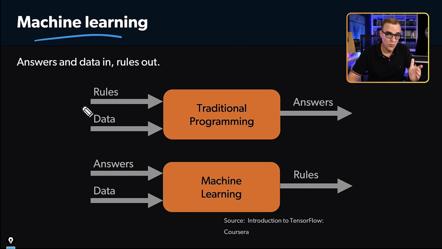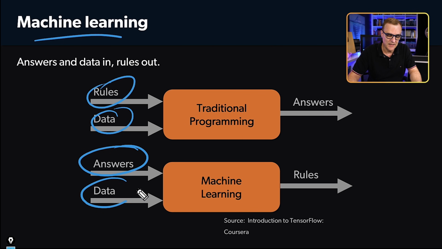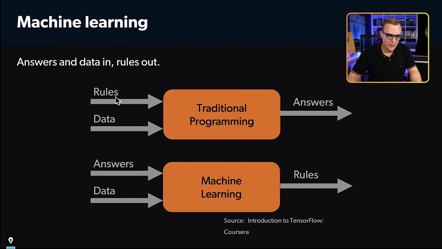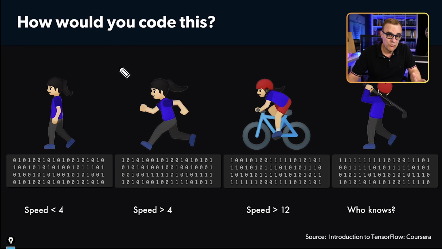It's a totally new way of thinking here. Rather than rules and data, we have answers and data, and rules come out. So notice we have swapped our rules and we have swapped our answers. So rather than creating the rules, we are allowing the machine to create the rules based on the answers and data that we give it. This becomes really useful when data isn't clear-cut.